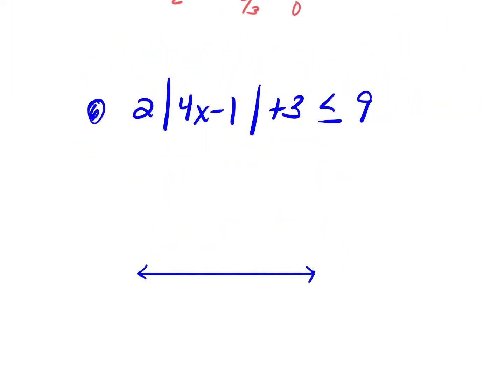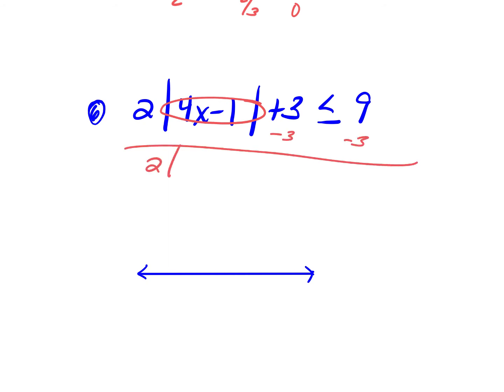All right, let's look at this one. There's a lot going on, but still, no big deal. Get your absolute value by itself. So the first thing I'm going to do is subtract 3. Good. So I have 2 times the absolute value of 4x minus 1 less than or equal to 6. Now what? Divide by 2. Did I multiply or divide by a negative number? No. So this becomes the absolute value of 4x minus 1 is less than or equal to 3.